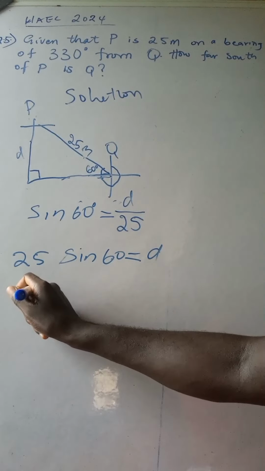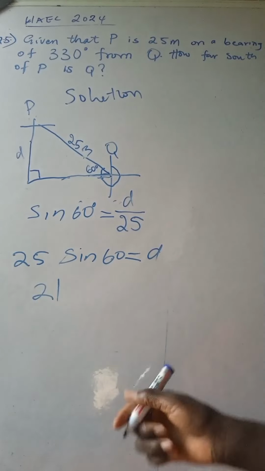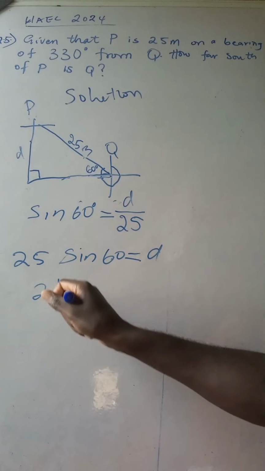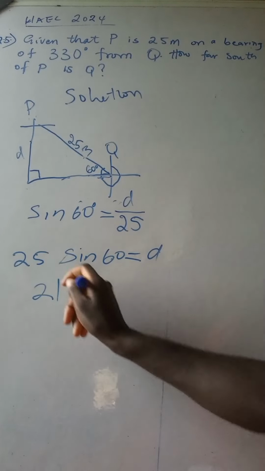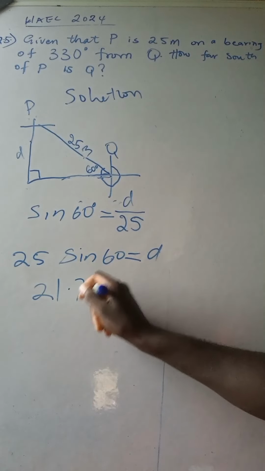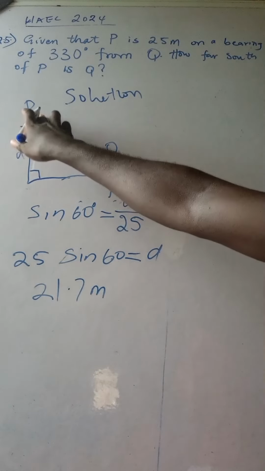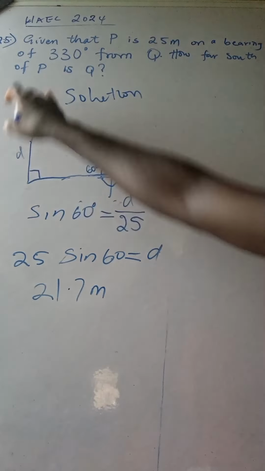We are asked to approximate to any decimal place or significant figure. So you either leave your answer as 21.65 or 21.7 meters. That is how far Q is south of P.